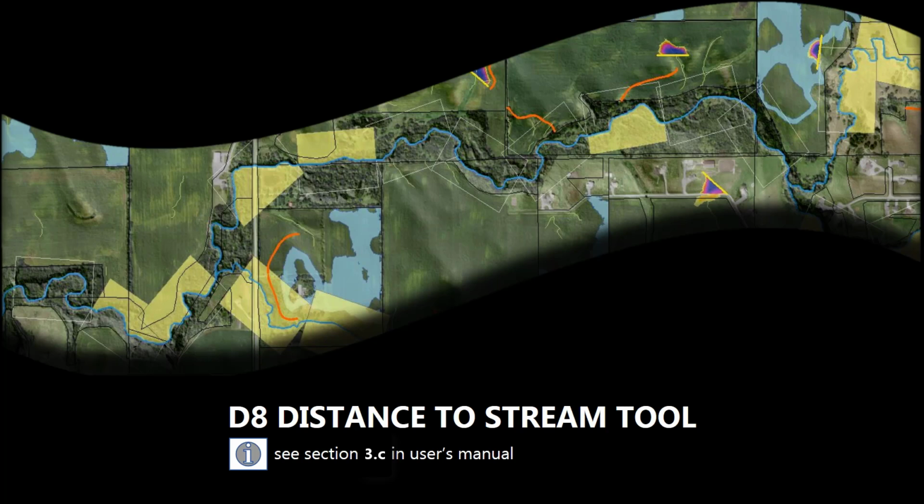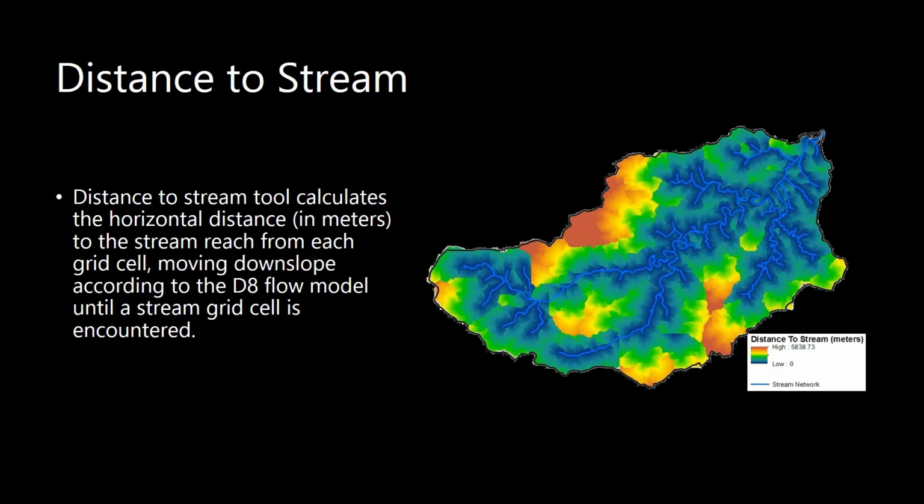So to get our stream proximity measure, we need to run the D8 distance to stream tool first. This tool calculates the horizontal distance in meters to the stream reach from each grid cell, moving downslope according to the D8 flow model until a stream grid cell is encountered.